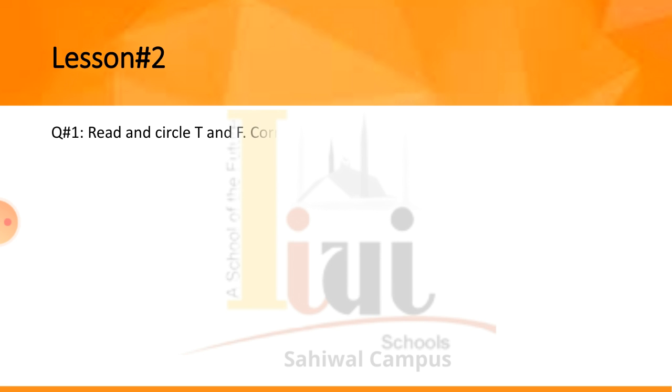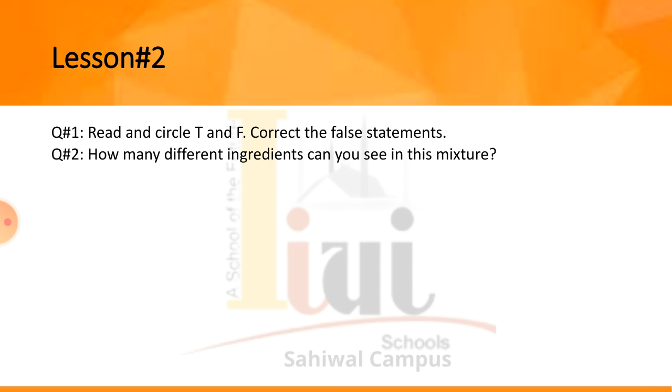Lesson number 2. Question number 1. Read and circle true or false. Correct the false statement. So you have to choose whether the statement is true or false, and if the statement is false, you have to correct it. Question number 2. How many different ingredients can you see in the mixture? So on page number 69, you have a picture above question number 2. So you can write how many different ingredients you can see in this picture.